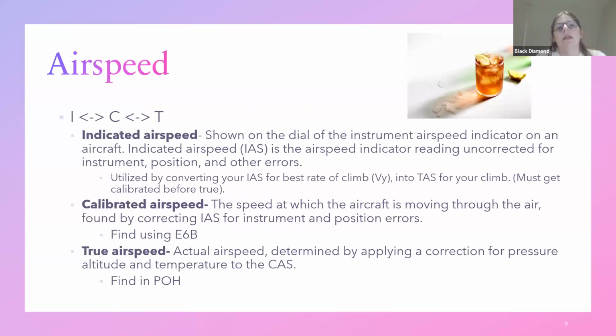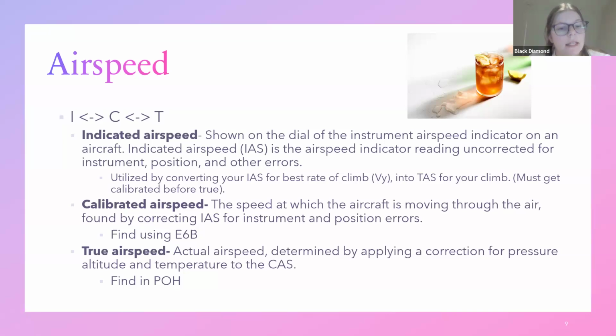All right, airspeed. A little memory aid for your airspeed is ICE-T. That's ICT: indicated to calibrated to true. You can go true to calibrated to indicated, but you can't go indicated to true. So you can go ICT and TCI, but you can't go I to T or T to I. You always have to get calibrated before you find the outer ones.